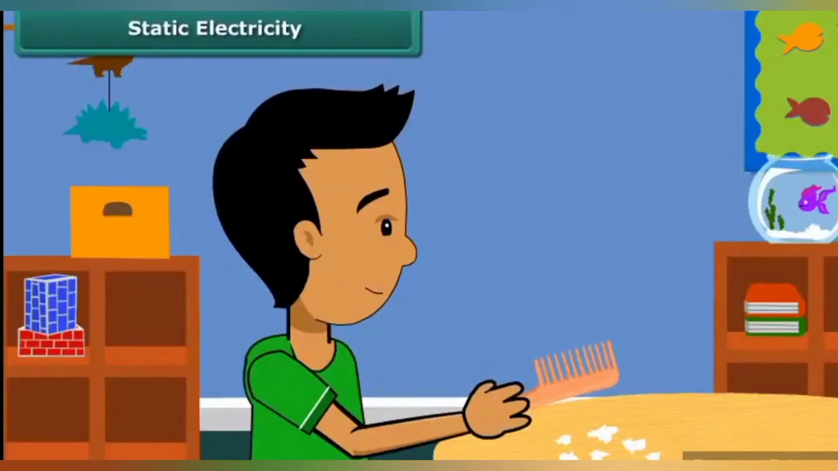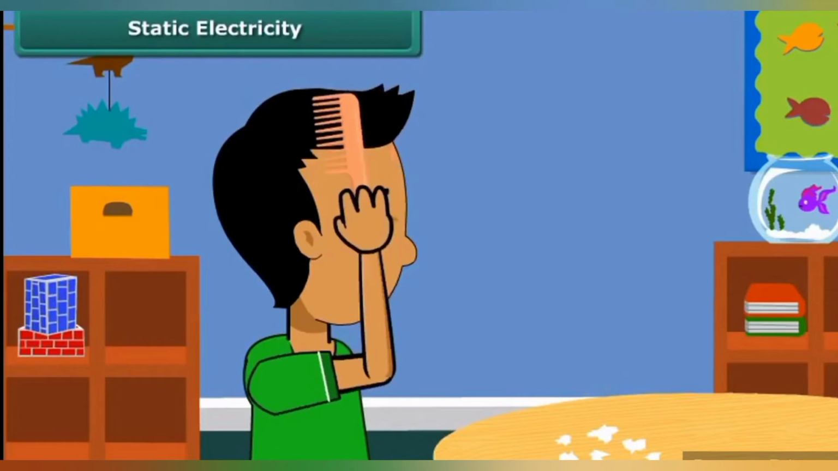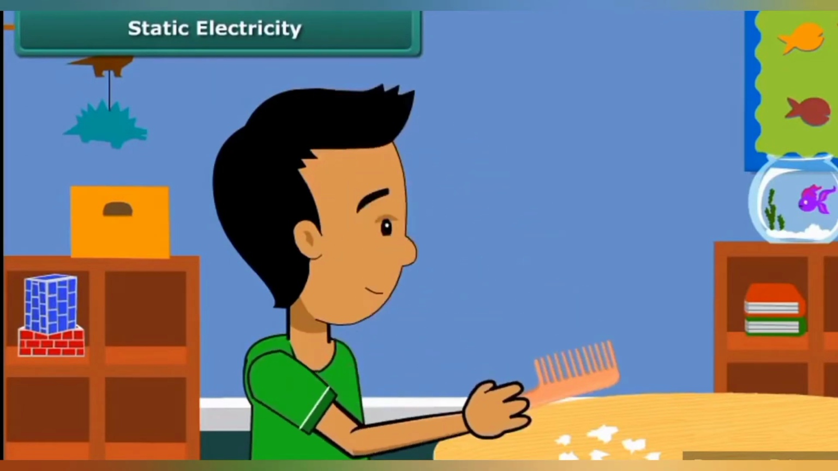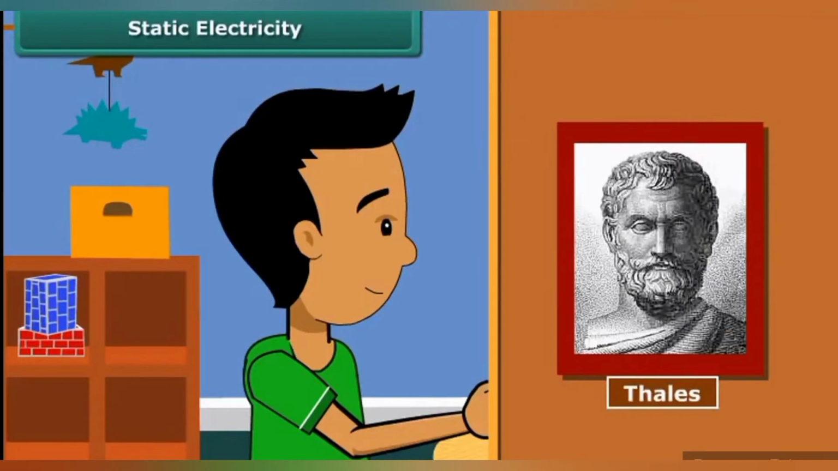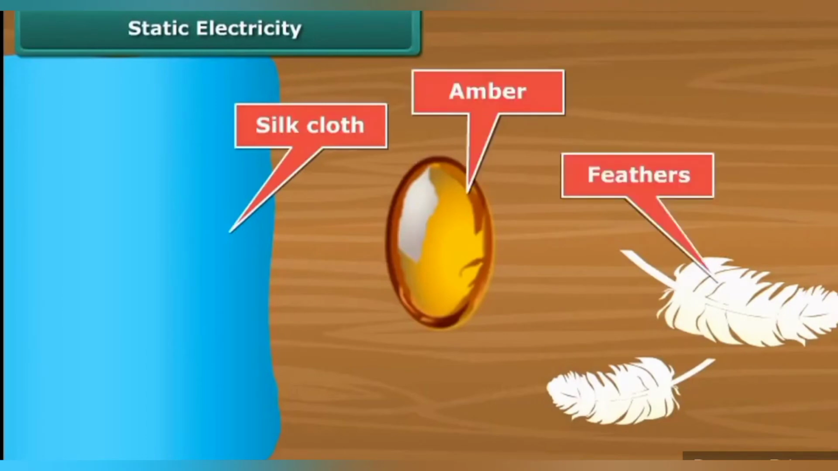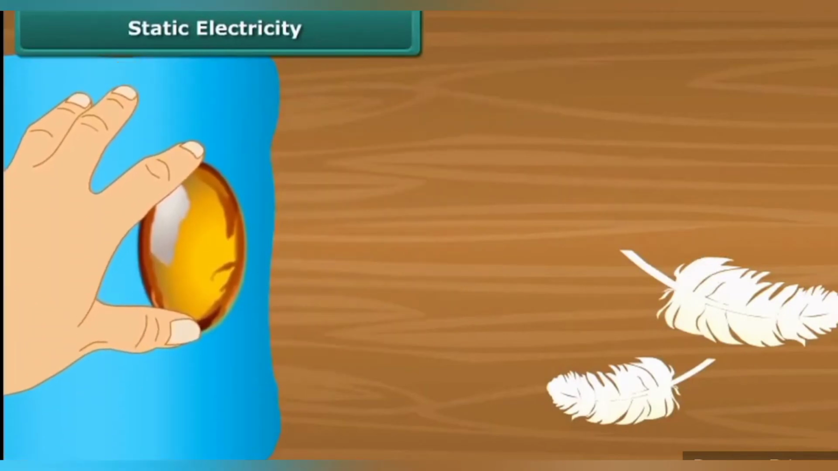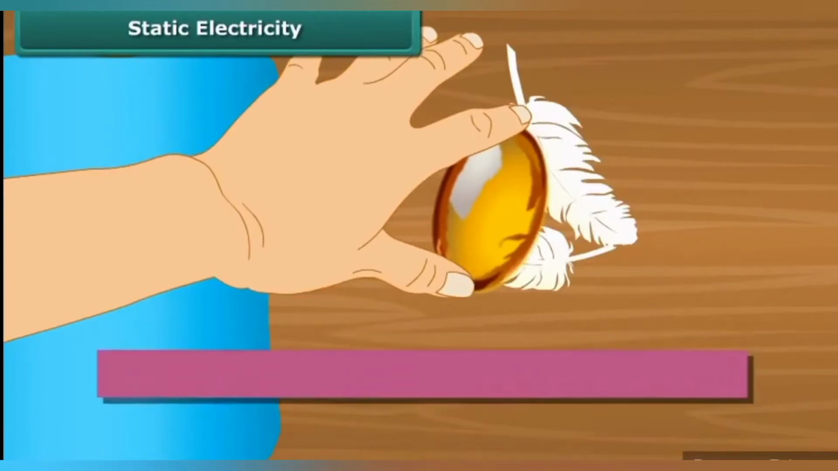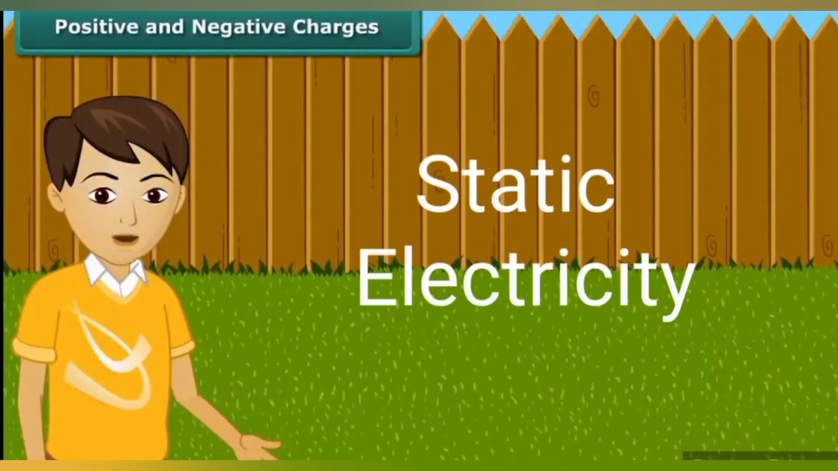If you pick up a comb and comb your hair and take that comb to some small pieces of paper, they will be attracted to the comb. Why? Because you created a charge on the comb by doing that. This type of charge that you created is called static electricity. The electrons are attracted. The scientist that brought this about is called Thales. He discovered that when you rub amber and touch it to a feather, the amber attracted the feather.